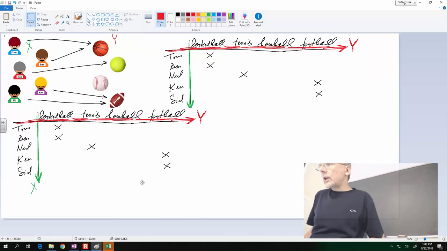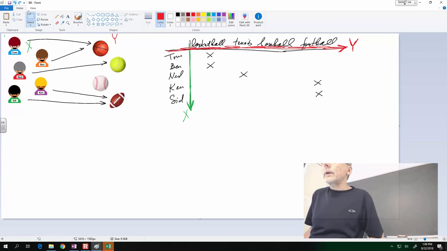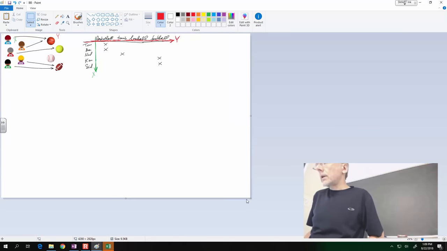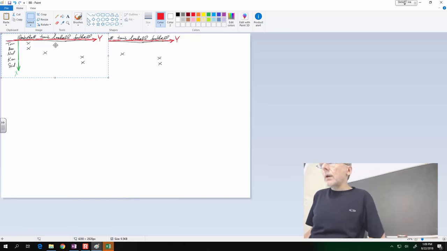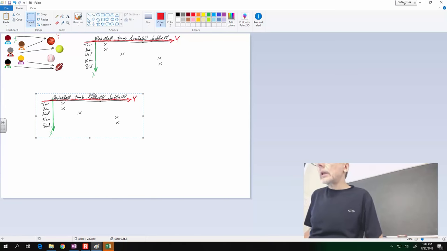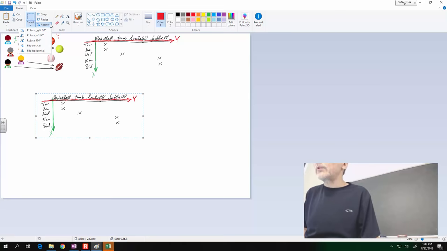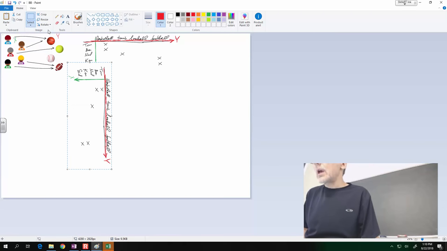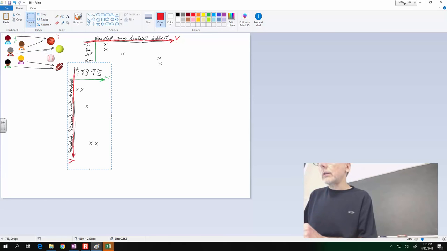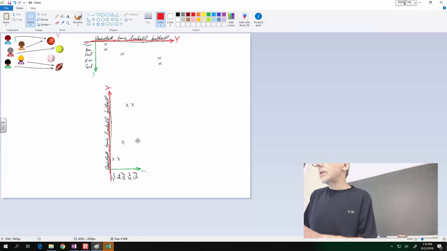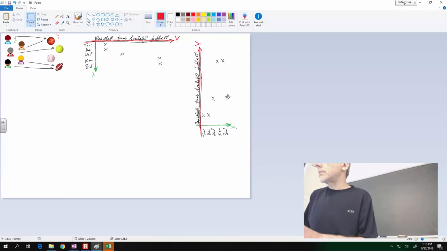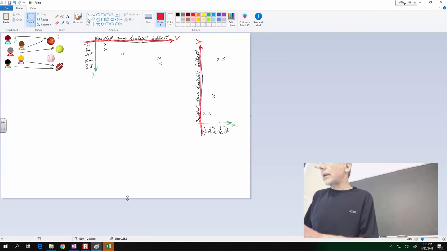It's not going to fit. I need to rotate it appropriately. Let me rotate it 90 degrees first. And then I need to flip it horizontally like this. And now I need to flip it vertically in order to get my x's along the horizontal, y-axis up. Okay, so I can put it here maybe. That is my graph.